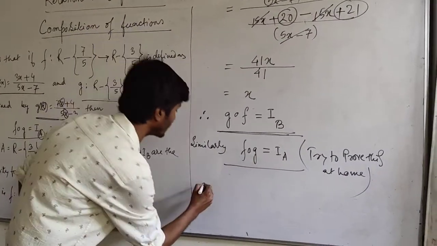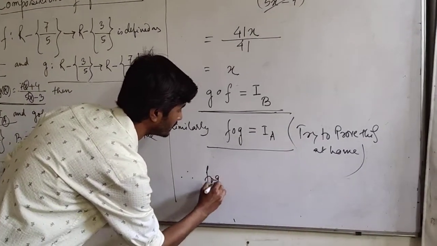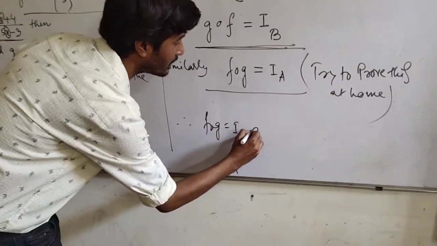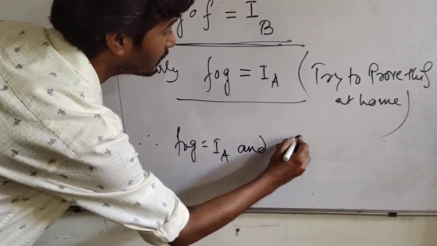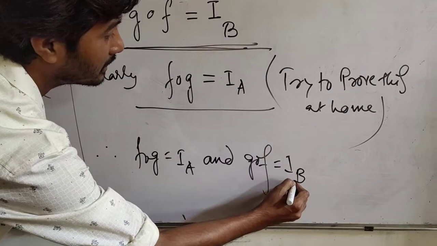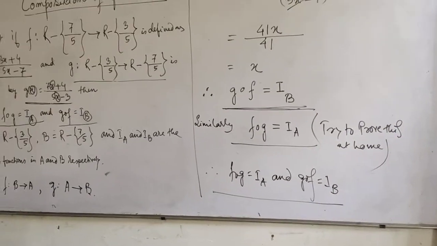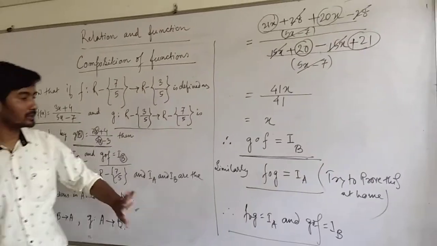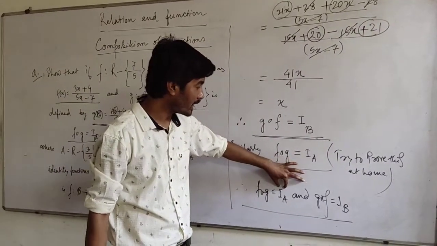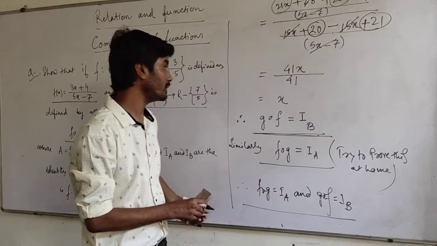In the case of the function, what do we get? FOG is the identity in A and ZOF is the identity in B. This is a very important result. So in a particular sum, we get the result FOG equal to IA and ZOF equal to IB.